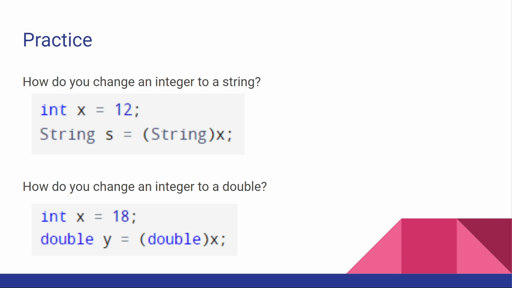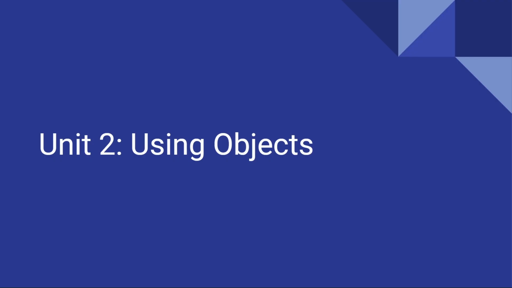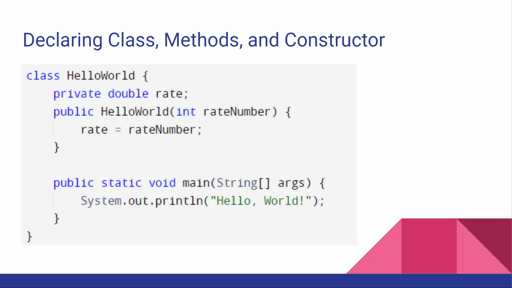So how you change an integer to a double is pretty much the same way. Int x equals 18, and then inside the parentheses we have double and then x. So now our y would be storing 18.0. So now let's get into our unit 2, using objects.